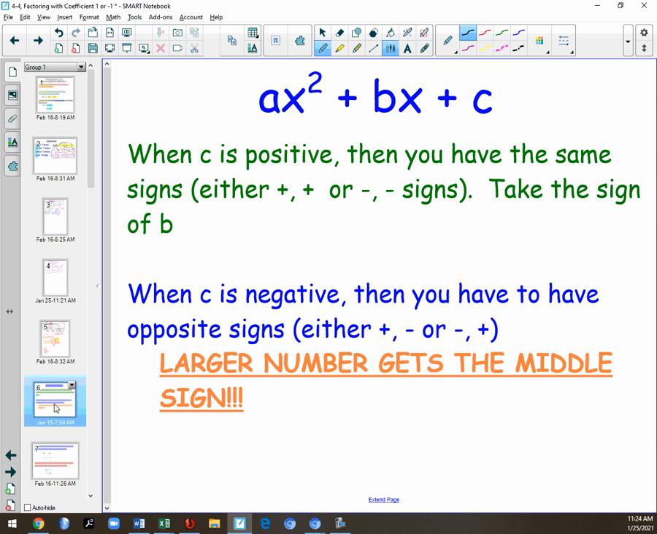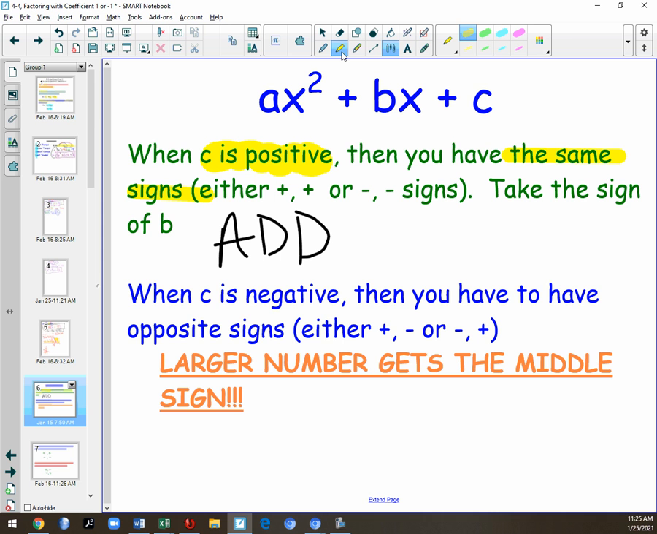Now, ax squared plus bx plus c. I already alluded to this previously, but I'm actually going to put it in terms for you to understand, just in case you need to read it yourself. Ax squared plus bx plus c. When c is positive, then you have the same signs, and that means you're going to take the sign of your b. Okay? You are going to be adding. Super important that your brain knows this. This is going to be adding. Okay? So when your c is positive, you are going to add.